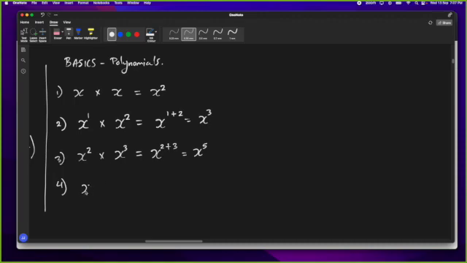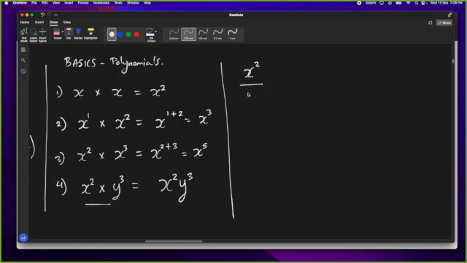So what if I had x squared multiplied by y cubed? What will I have there now? So I could write them glued together like this. But this means the same as this. Yes? All right. And then we just have other things too, like what is x squared divided by x?